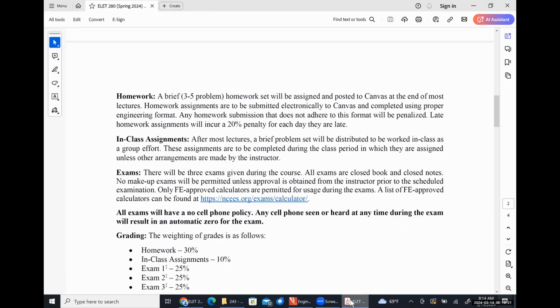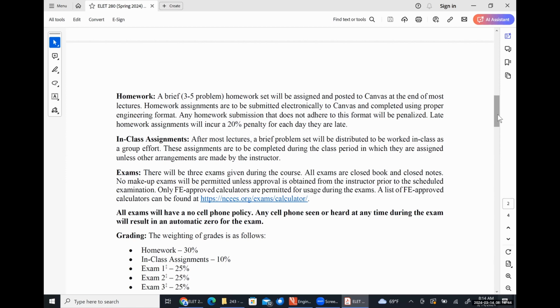All right, exams. There's going to be 3 exams. All exams are closed book and closed notes. That closed notes thing is probably going to be, I'll allow you to write an equation sheet kind of thing for it, 1 page front and back. We'll talk about that more specifically when we get a little bit closer to one of the exams.